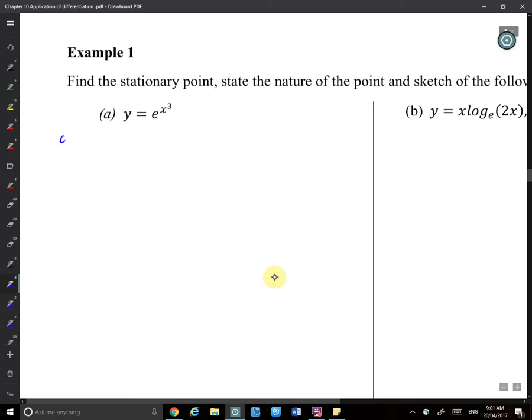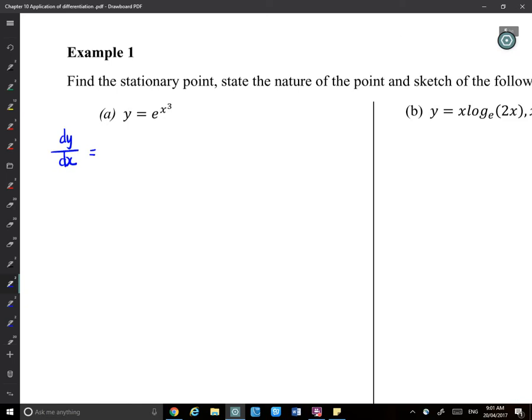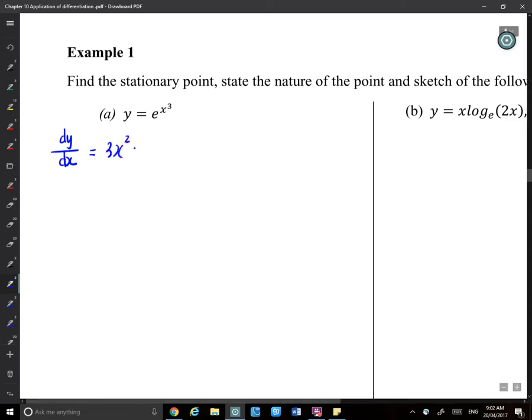dy/dx. Okay, dy/dx equals what? How do we differentiate an exponential function? Three x squared, yeah, times itself. Okay, times itself.